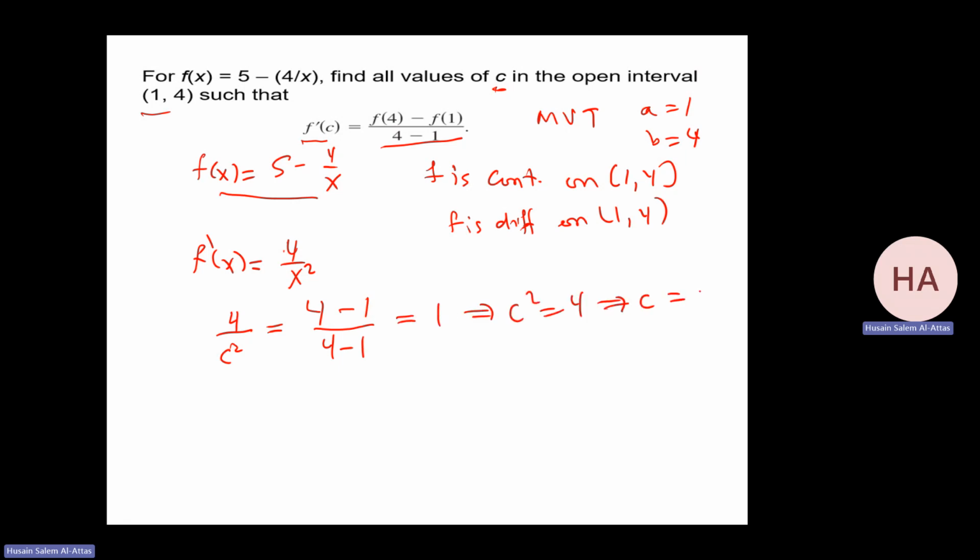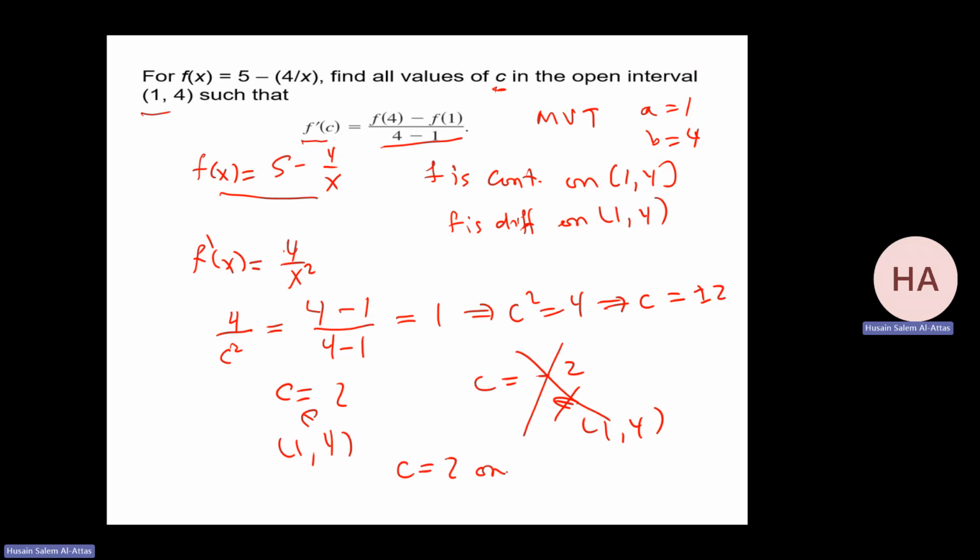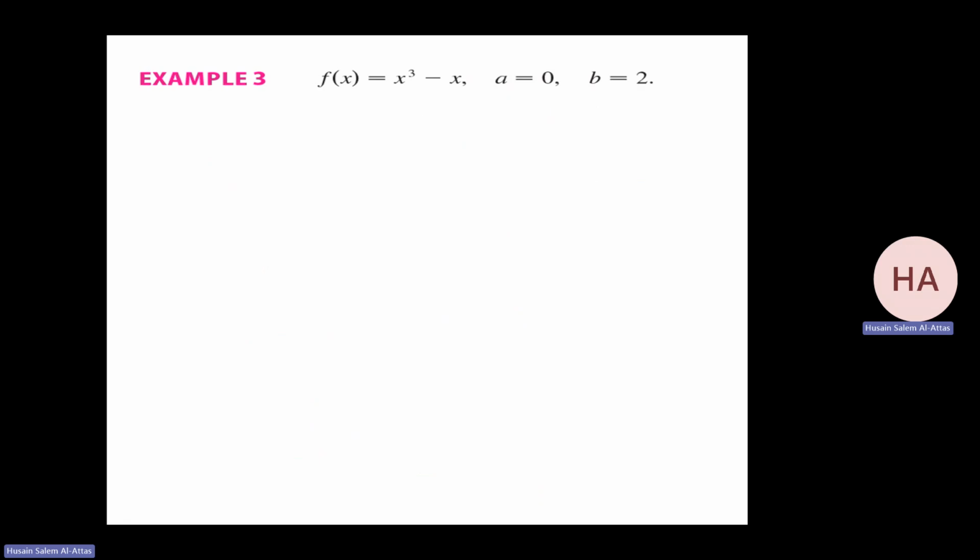So c equals what? Plus or minus 2. Be careful here, 2 and minus 2. Minus 2 does not belong to the interval, so this is out of the picture. 2 belongs to the interval. So what are the c values? c equals 2 only. Sometimes we have more than 1, but in this case we have only 1.